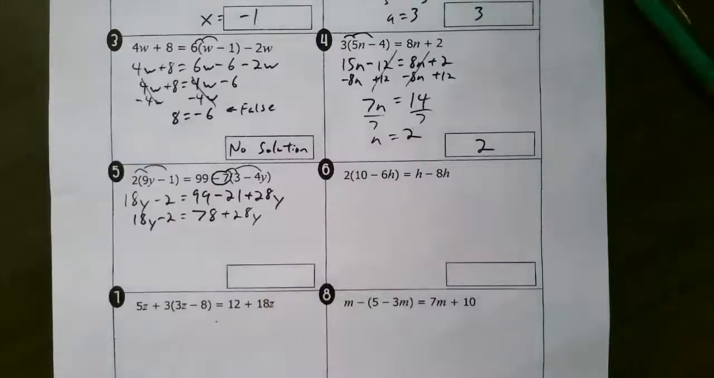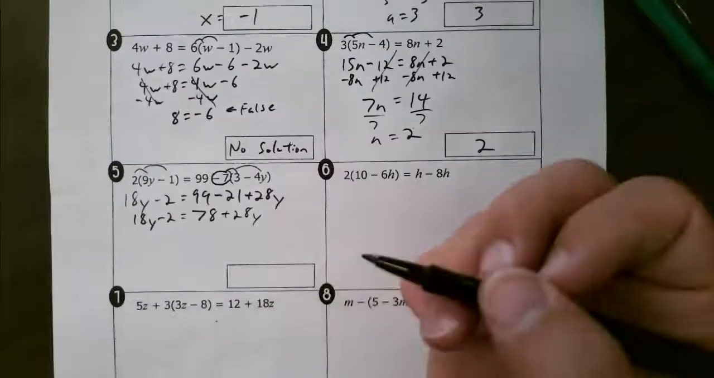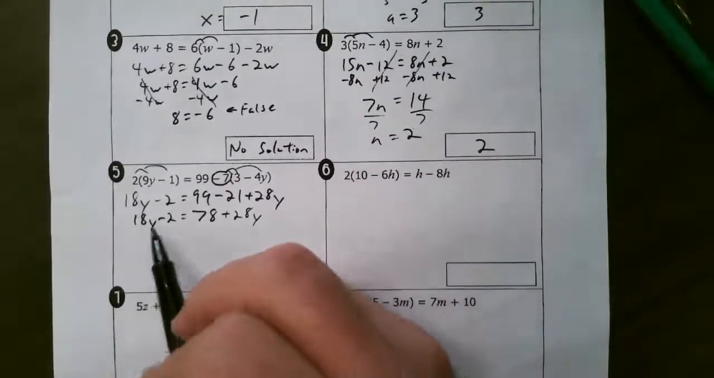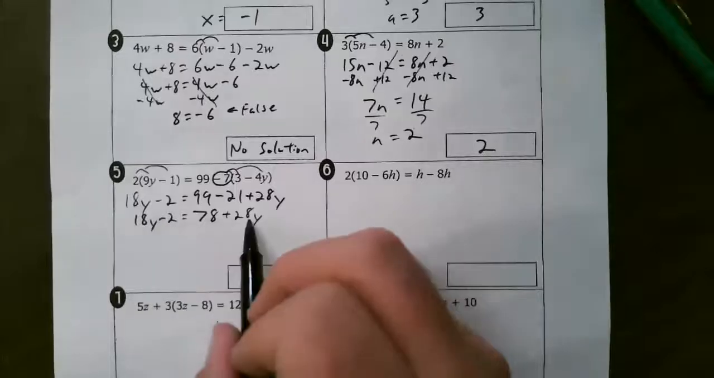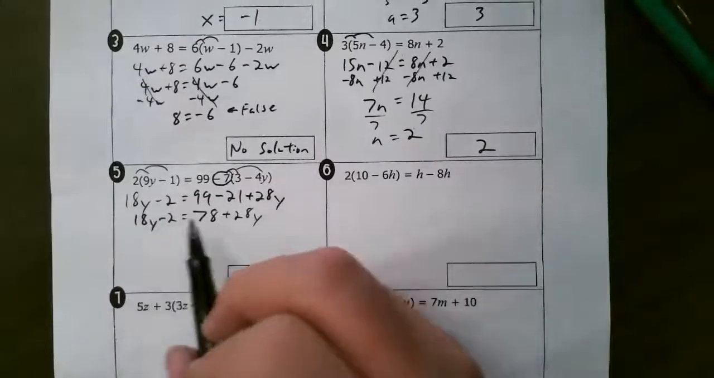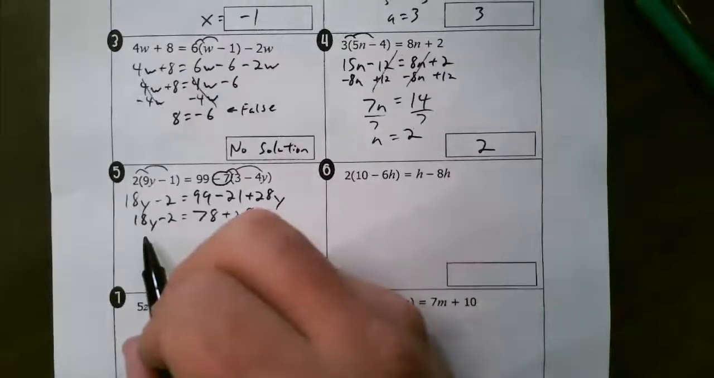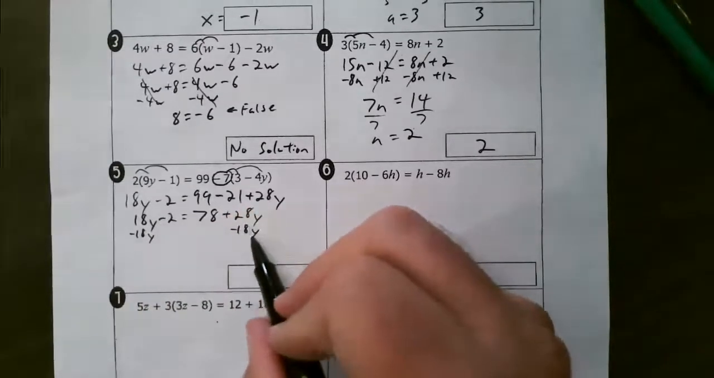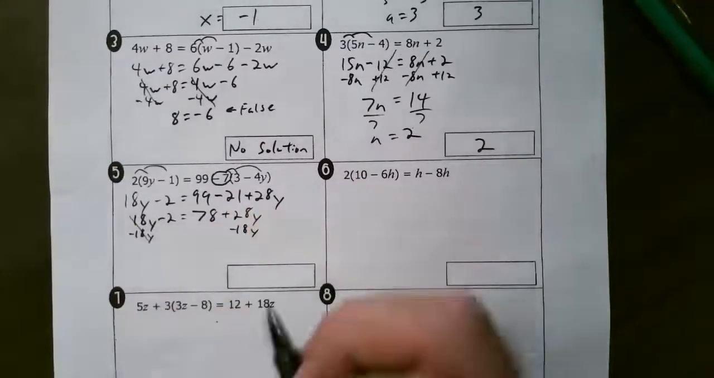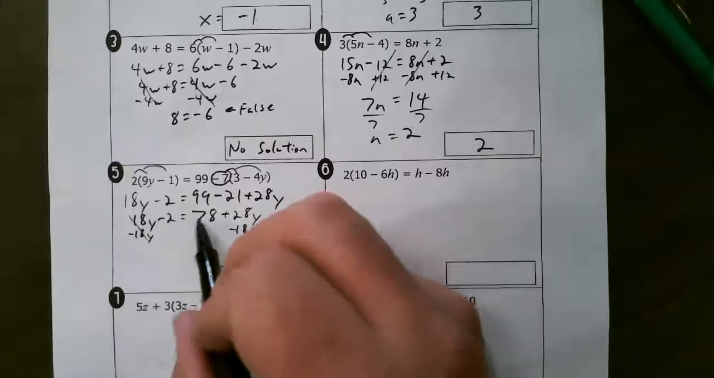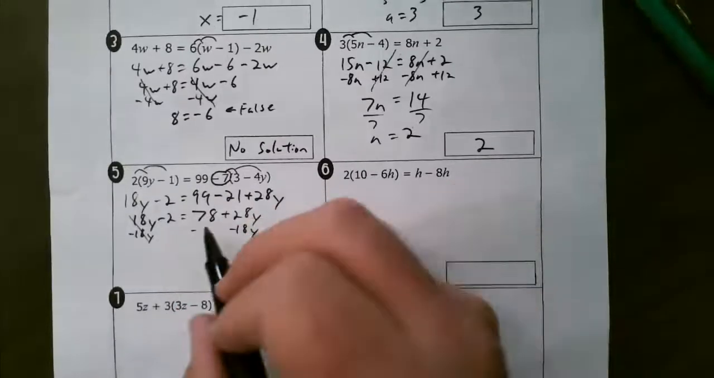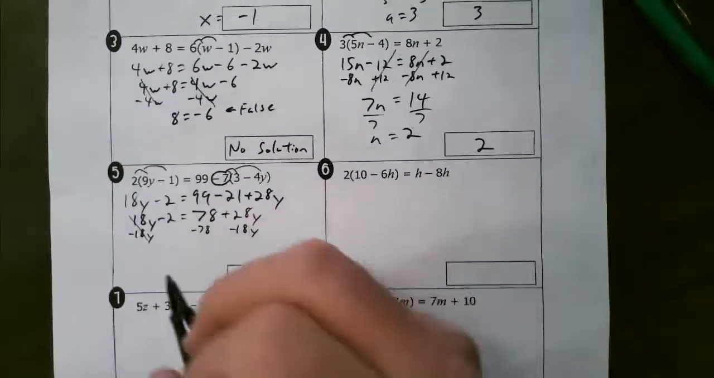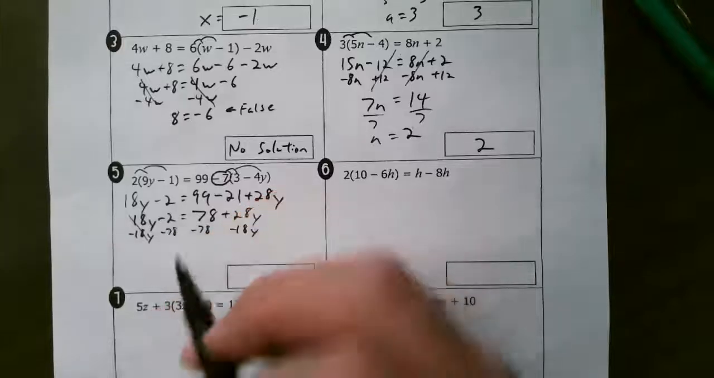Now we want to get like terms to the same side. Doesn't matter which way you bring it. I'm actually going to go ahead and bring my y over to this side this time, just so that I end up with a positive number for my y. So I'm going to go ahead and subtract 18y from both sides. Cancels off here. I'm going to bring the 78 over to the other side. So minus 78 minus 78.